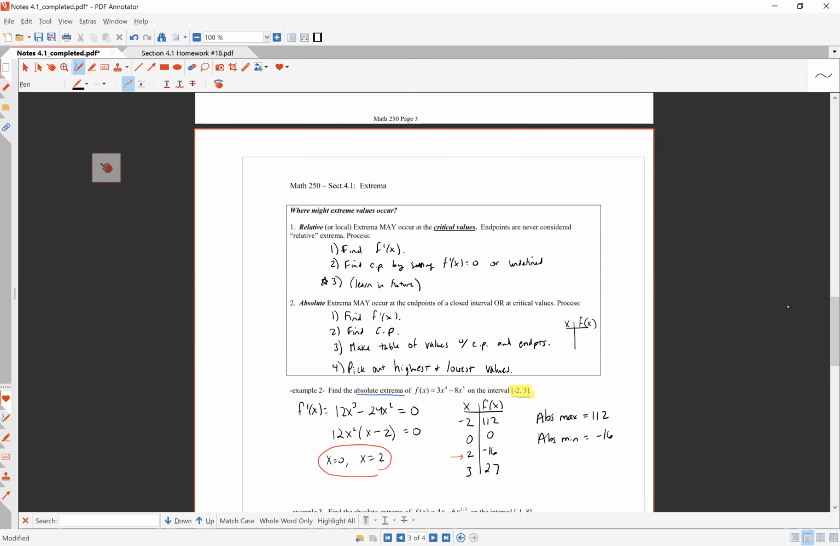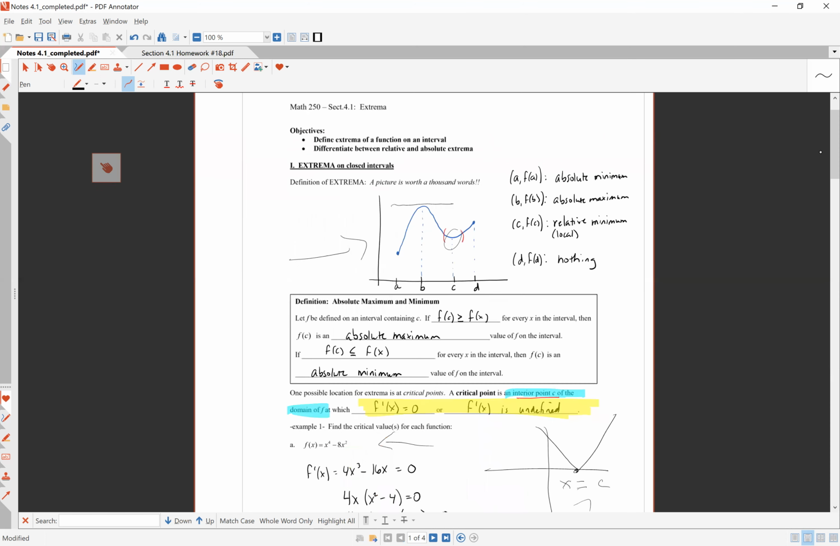Relative minimum just means that, here, let's go back all the way up here. I was going to draw something, but maybe I'm not going to press my luck. Let's see if I can erase this without causing a big mess.